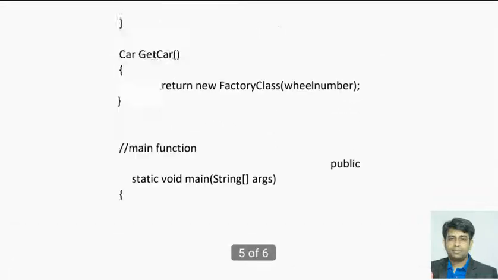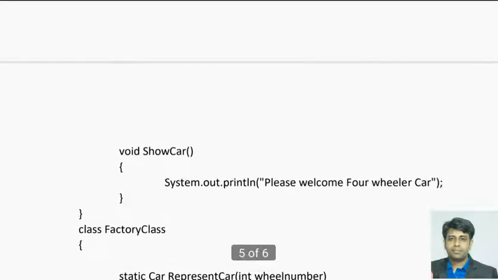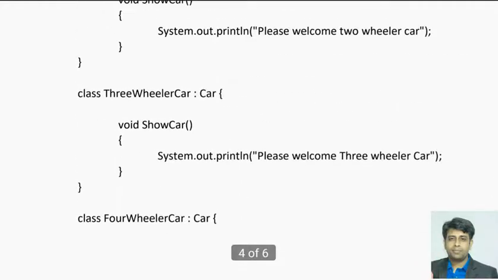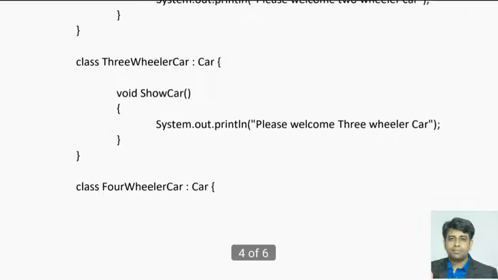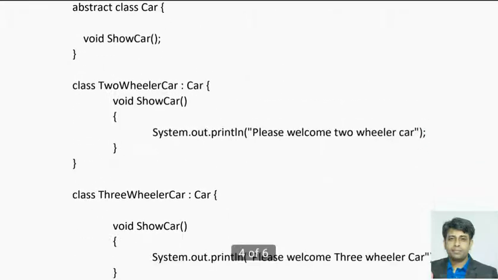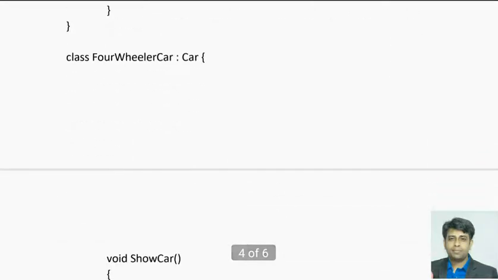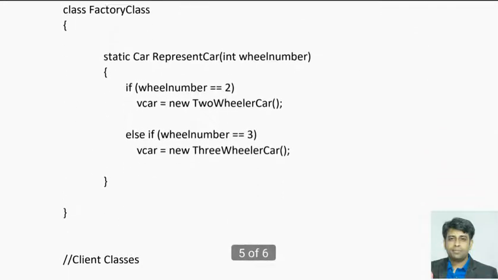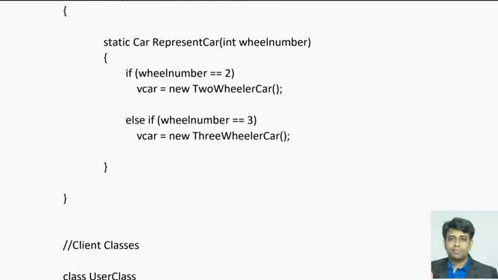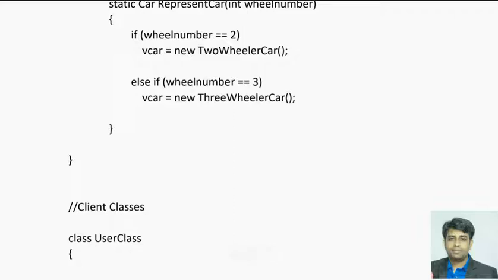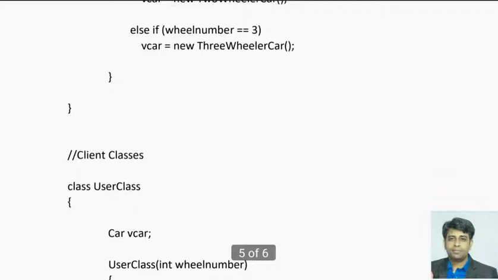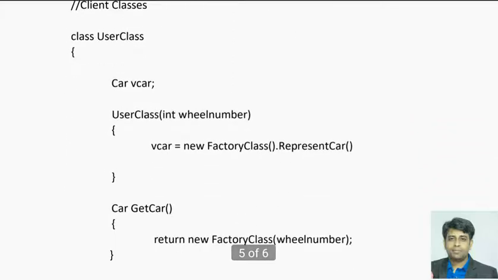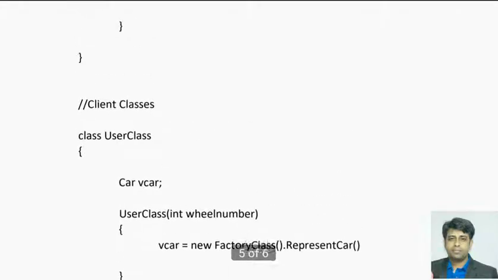The rest of the code is the same as the previous. Now suppose I have another change and I have to add a 5-wheeler or 6-wheeler car. What I will do is add a new class, 6-wheeler car, and add another else if check in the factory class. The factory class is in the library part, and look, in the client part I have nothing to change.